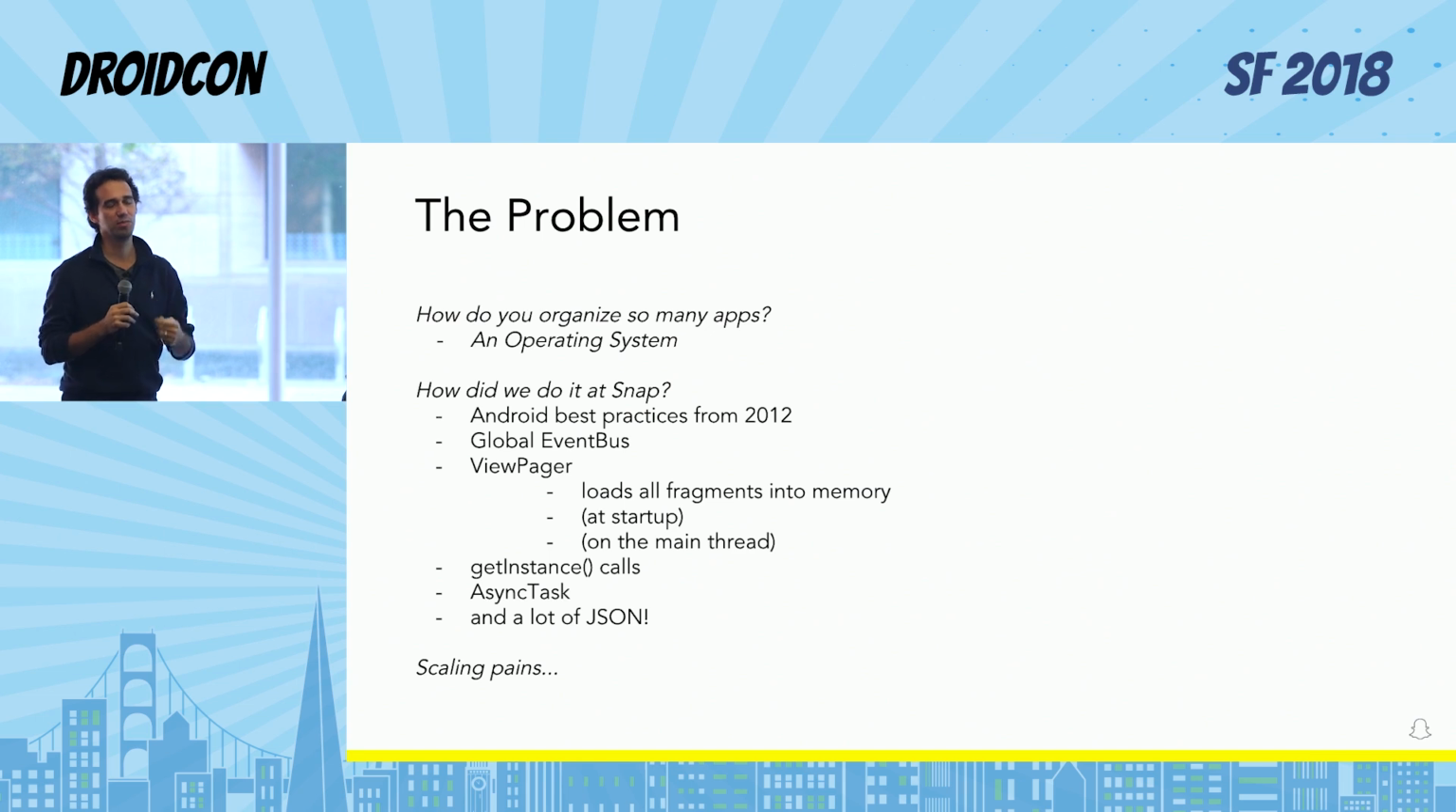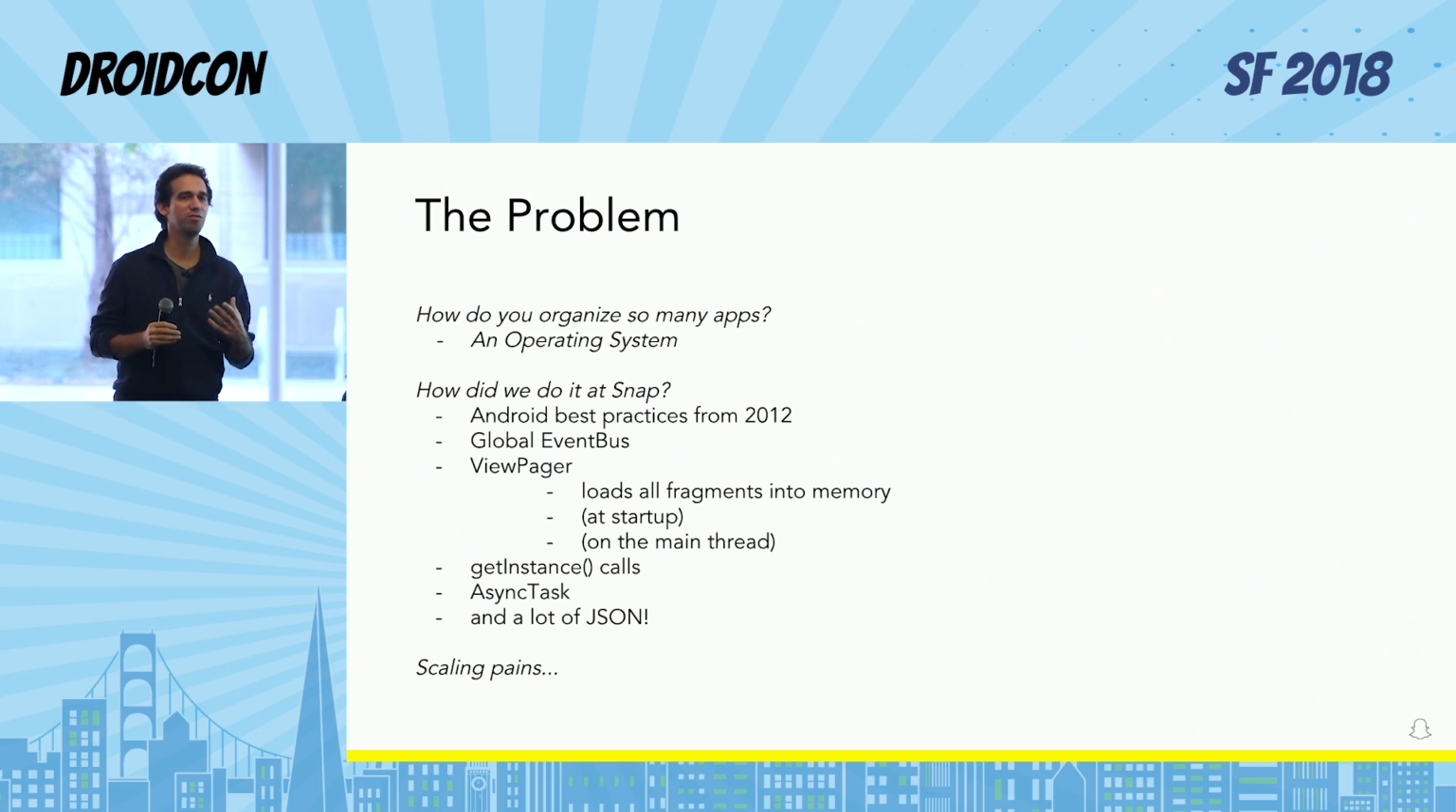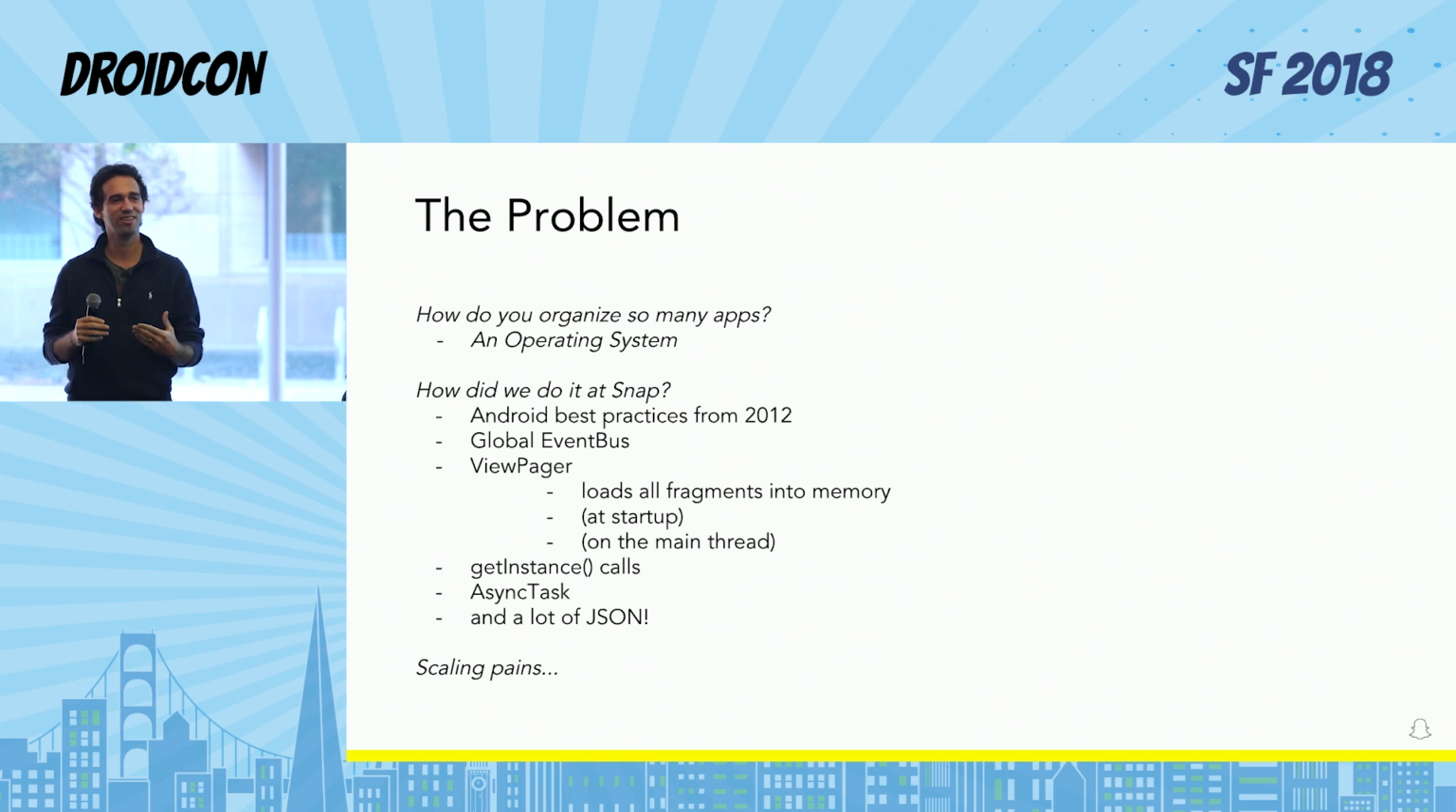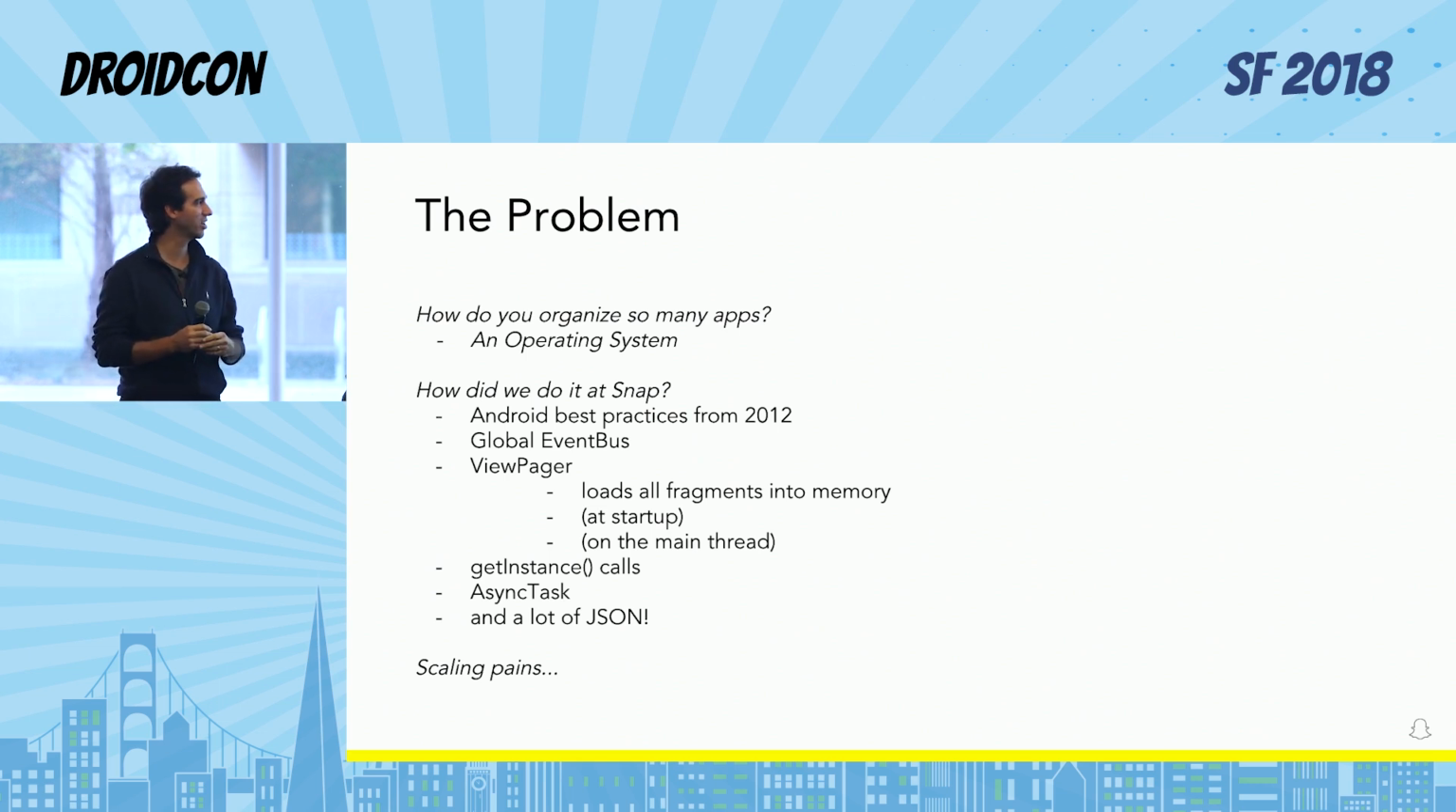The reason we ran into so many problems and our app was slow is that the way we built Snapchat was essentially by using the best practices of Android development at the time we started, which was 6 years ago. At that time, everyone was using a global event bus to communicate between features. Everyone was using a view pager to load all the different sections of their UI. And as you know, a view pager loads every single fragment instantly on the main thread, as the app's starting up, which is not good.